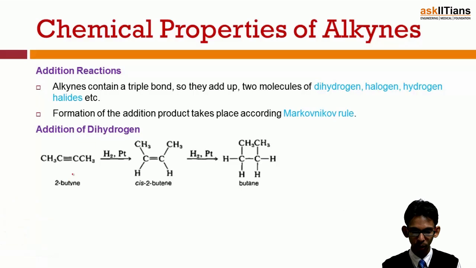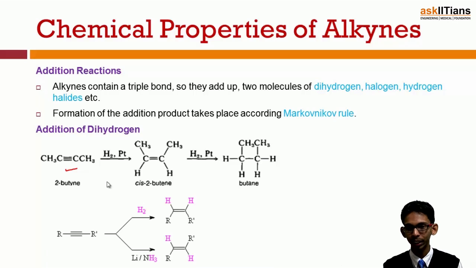This is 2-butyne. This is a symmetrical alkyne. So in this case there is no problem. Hydrogen will add in the presence of platinum or nickel as a catalyst to form, in the first step, butene, and followed by further hydrogenation it will form butane. But if it is an asymmetrical alkyne, in that case the addition will follow Markovnikov rule.